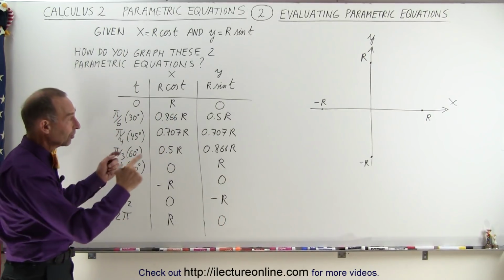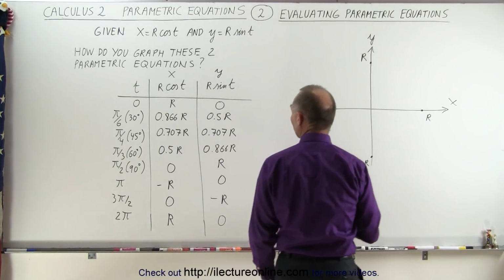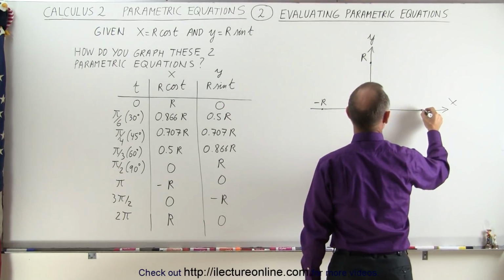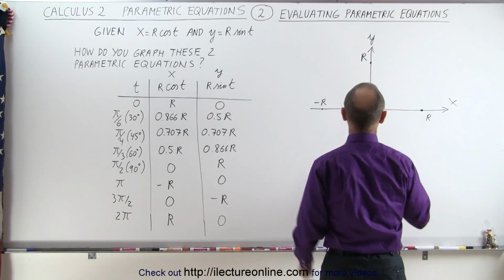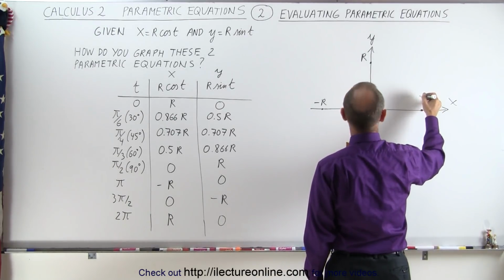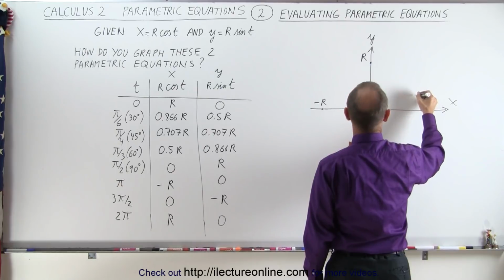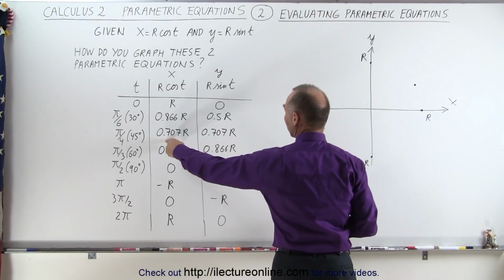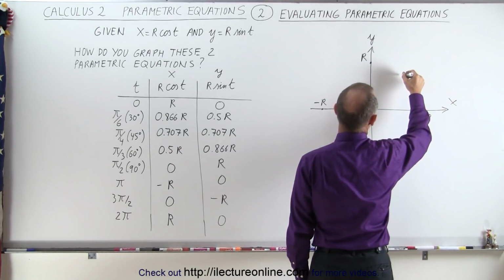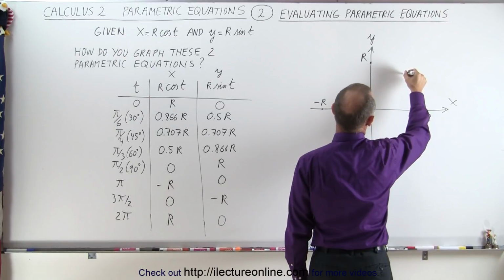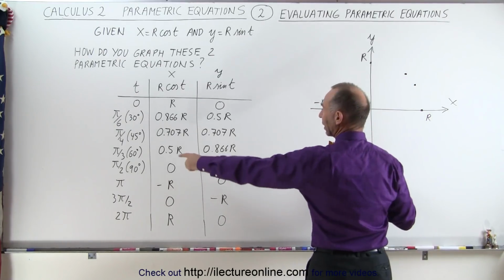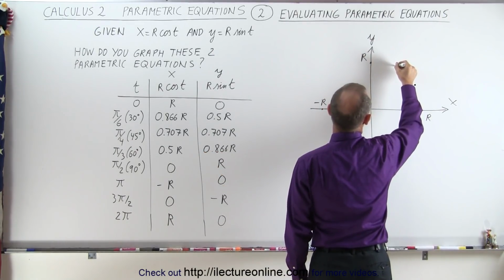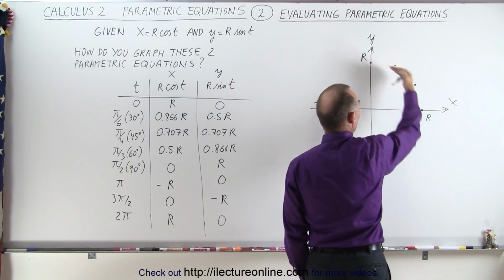If we now plug those points in on an xy axis, let's see what happens. For t equals 0, we get x equals r, and y equals 0. That's that point right here. At pi over 6, we get 0.866r, that would be about here, and 0.5, which would be about here, so that would be the next point right there. The next point at 0.707r for both, that would be probably somewhere in the neighborhood of here. And then the next would be 0.5r and 0.866r. That would be perhaps somewhere over here. And you can see the arc of a circle.